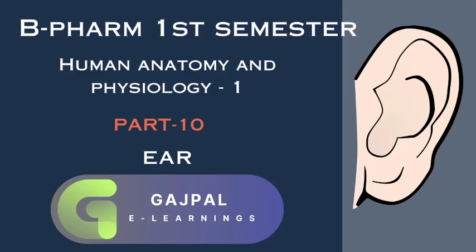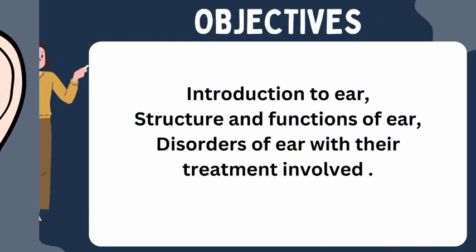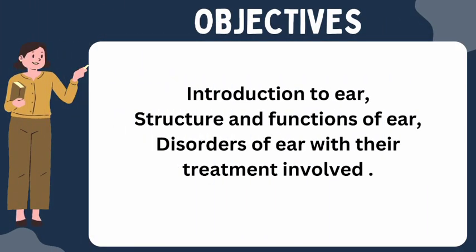In this video we are going to study a part of the sensory system, that is, the ear, which is a part of B Pharmacy first semester, Human Anatomy and Physiology Part 1. So let's start. Content to be covered in this video are introduction to ear, structure and functions of ear, disorders of ear with their treatment involved.